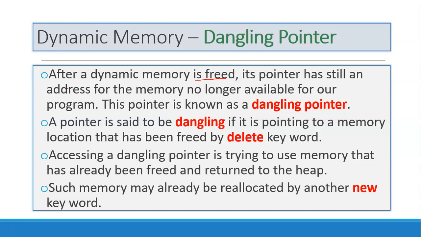It's a similar situation which we can have if you are returning an address of a local variable in a function, because that local variable's memory will be deleted, but we are still pointing to that if we return the address of that. So that one is a dangling pointer. So a pointer is said to be dangling if it is pointing to a memory location that has been freed by a delete keyword, but we haven't reset the pointer.